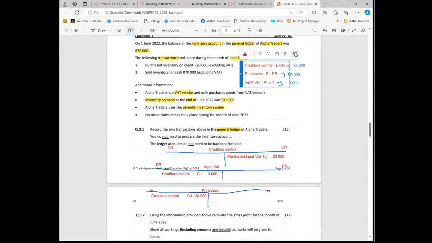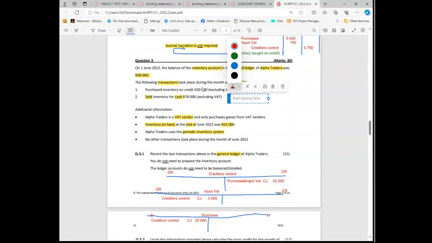Sold inventory for cash. Okay, give me the accounts. Debtors control. What made you say it has control? I'm not saying you are wrong. What was the reason behind that? Because we sold. What did you sell? We sold on cash, not on credit.